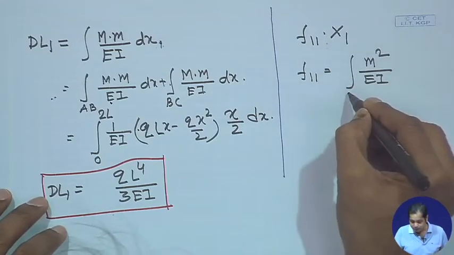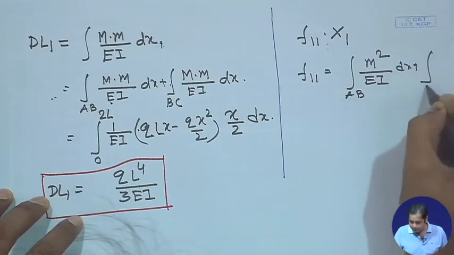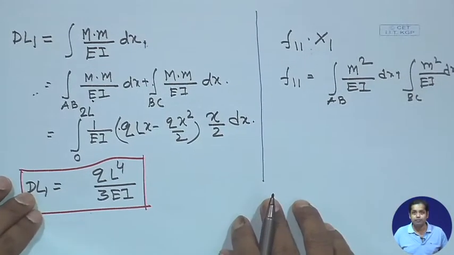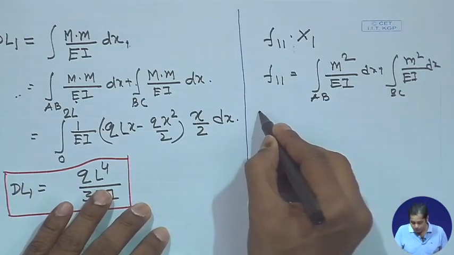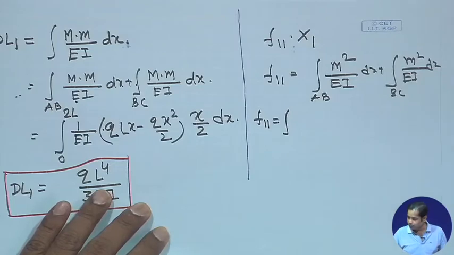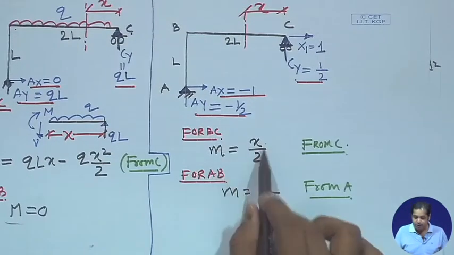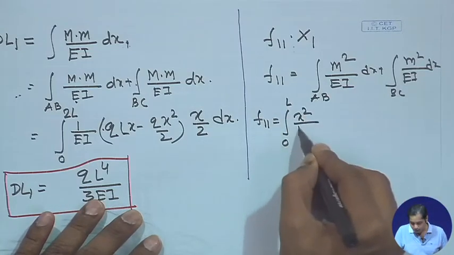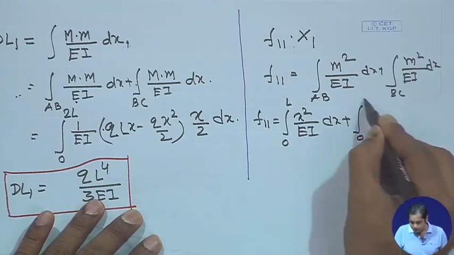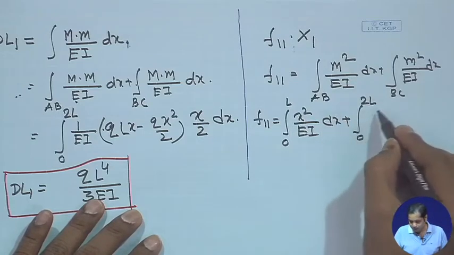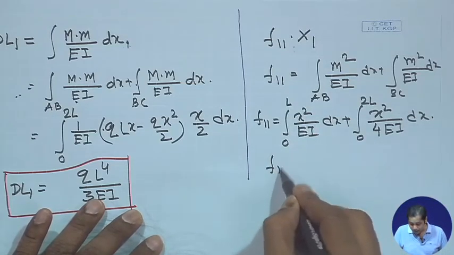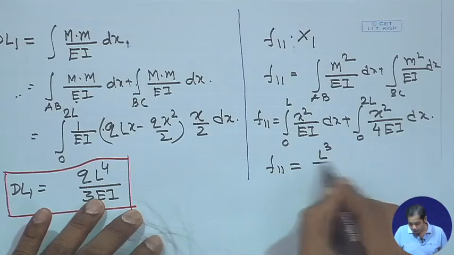Okay. And this will be over AB plus BC, m square by EI dx. Okay. So, now F11, if we substitute that, we know the expression for m between BC is x by 2 and AB is x. So, this becomes 0 to L for AB, x square by EI dx plus 0 to 2L, and m is x by 2, so it becomes x square by 4 EI dx. Okay. Now, if we do this integration, we get F11 is equal to L cube by EI.